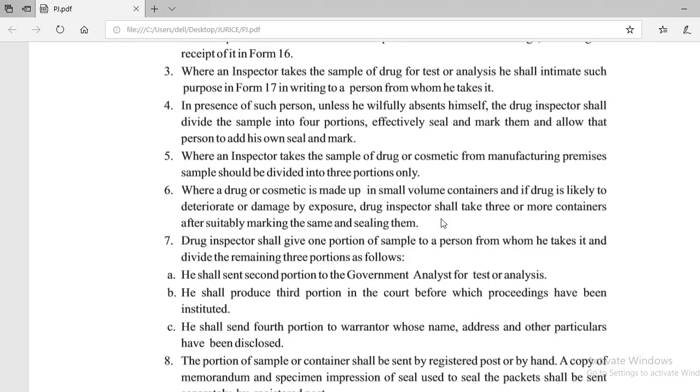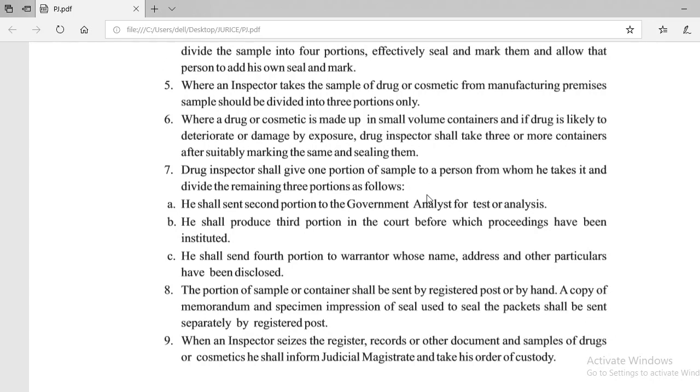That's why the drug inspector takes 3 or more samples, and he will examine all these samples and uniformity will be checked. Then the drug inspector shall give 1 portion of the sample to the person from whom he takes it and divide the remaining 3 portions as follows. Now, 4 portions we took from a retail or wholesale shop, so the one sealed portion we will give to that person, meaning the drug inspector will give it to him. And the remaining 3 portions, to whom they will go, we are seeing now.